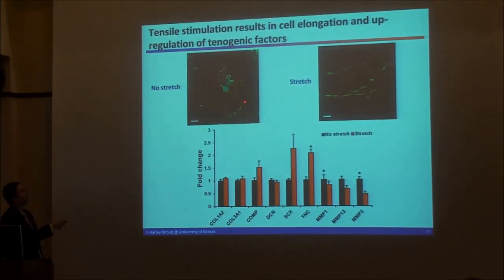And you can see that the cells, when there's no stretch, stretch out a little bit, but they're kind of randomly oriented compared to the cells that are stretched. They're highly elongated, and you can see there's some preference. So the stretch direction was the horizontal plane here. And then when we look at some of the gene expression results, we can see that some of our markers that we're interested in, scleraxis and tenascin C, for example, are upregulated.